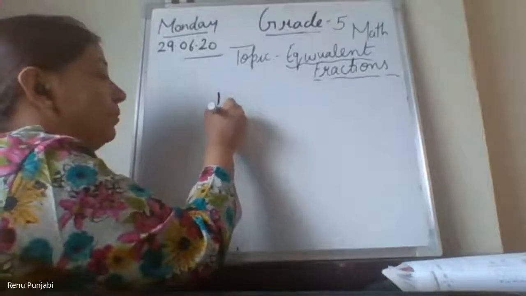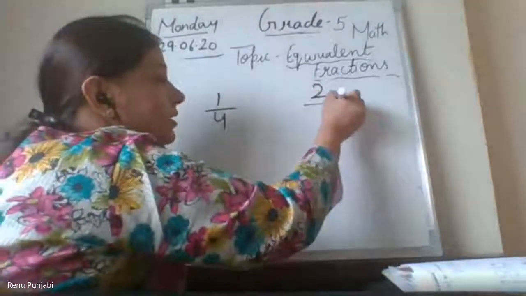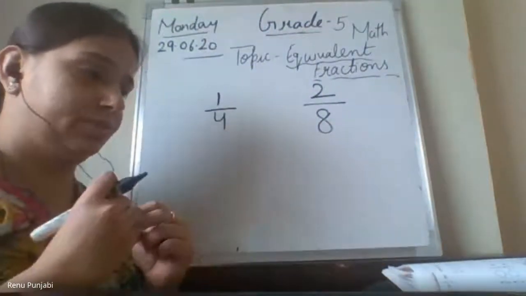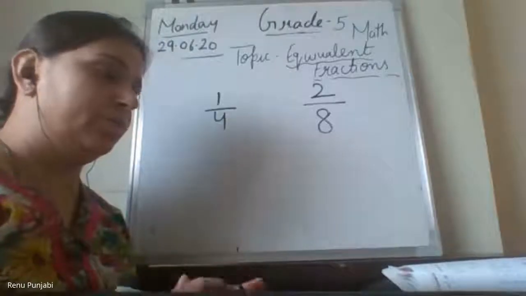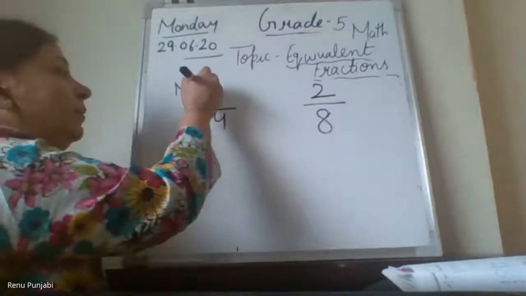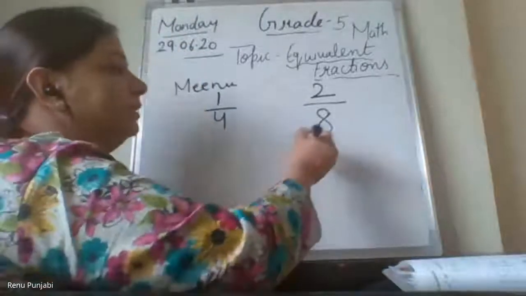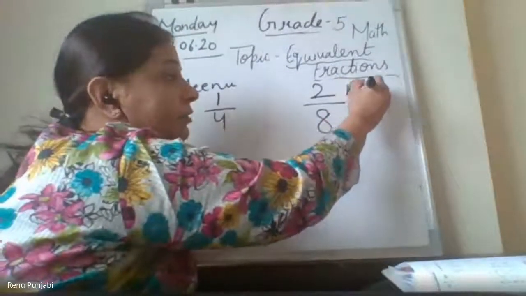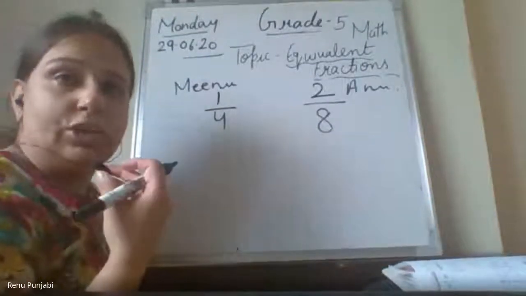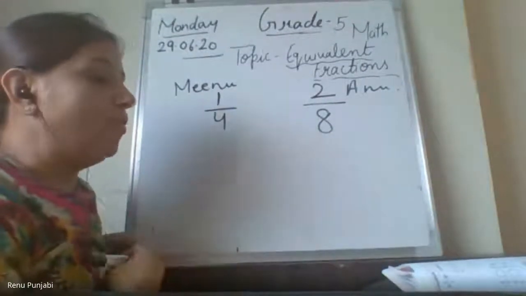First was 1 upon 4, the other was 2 upon 8. Keep your textbook with you. When it is required, I'll tell you to write in the textbook or the notebook. But keep textbook, notebook and pen or pencil along with you. This was the part Minu ate out of the complete pizza, and this was the part Anu ate. And we want to see whether both the fractions are equal or not. So how will we check?